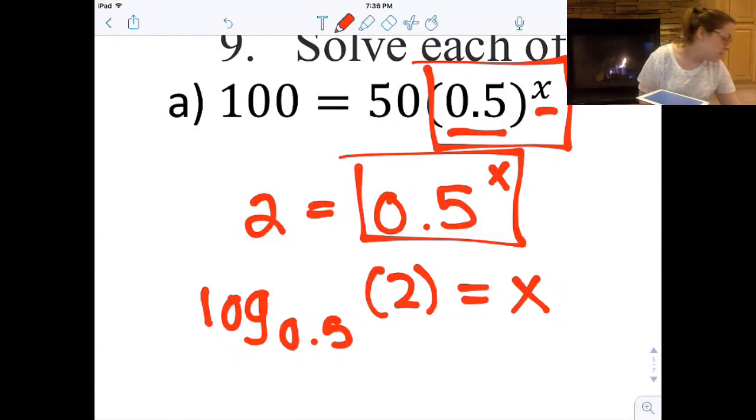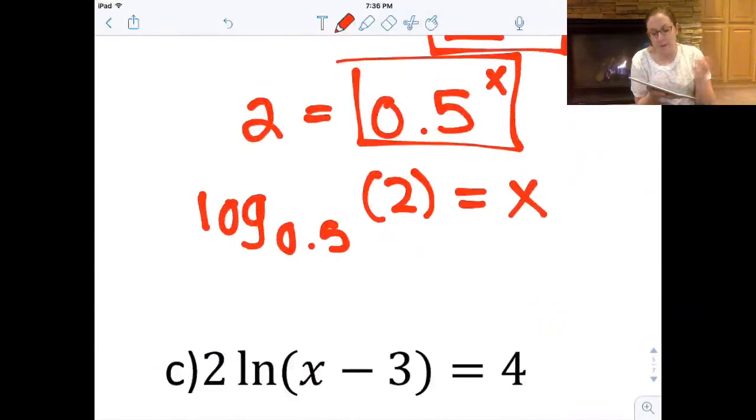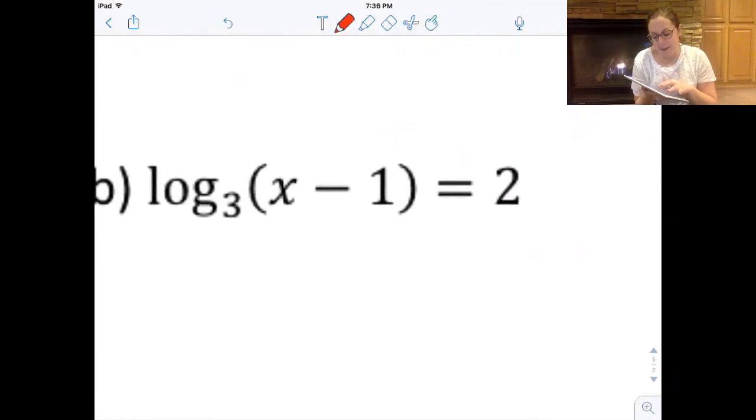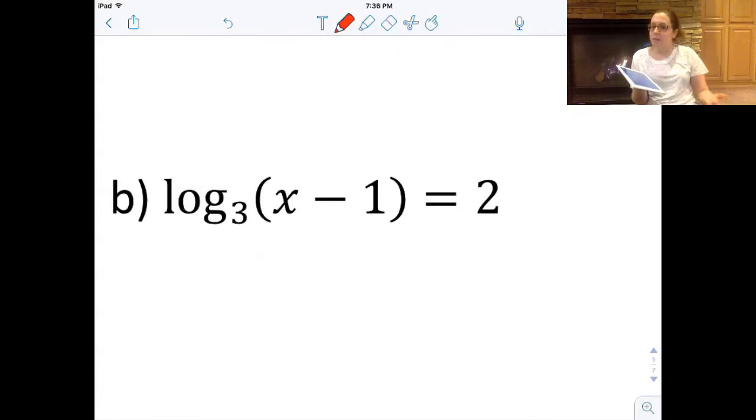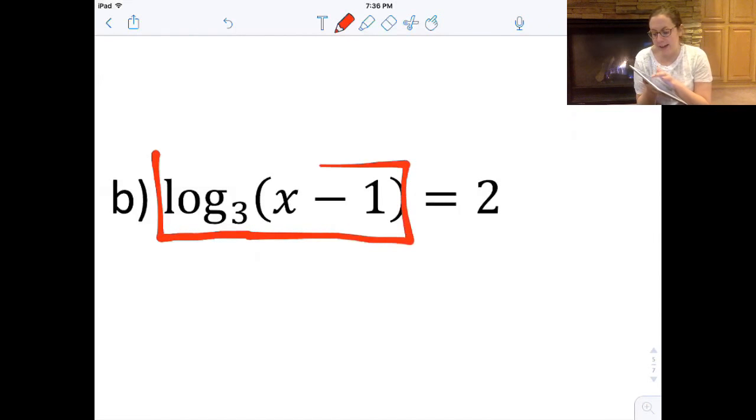Okay, same thing for this one. So I'm going to look at this and say, okay, this is a log base argument. That's the whole log. It's already isolated, so then I can convert. So my base is 3, my power is 2, and then that would be x minus 1. And now just solve it for x. So add 1 to both sides. 3 squared I can easily figure out, just 9.